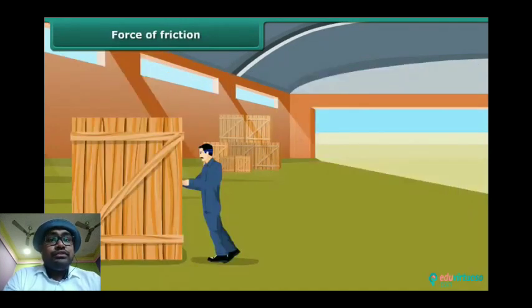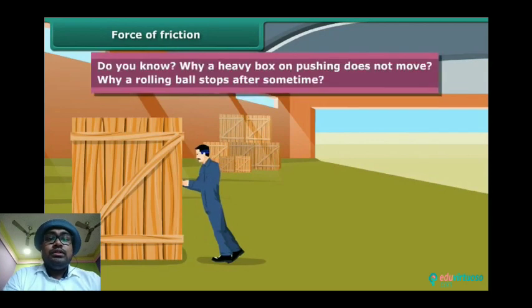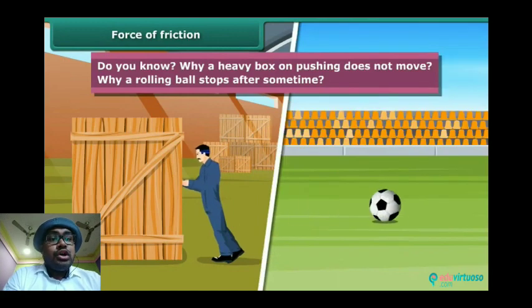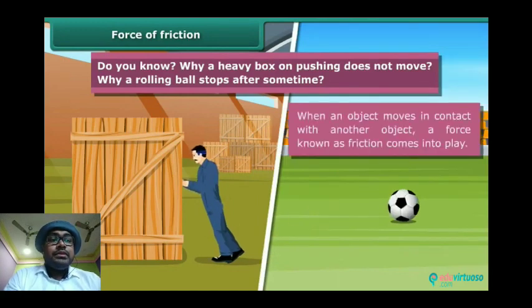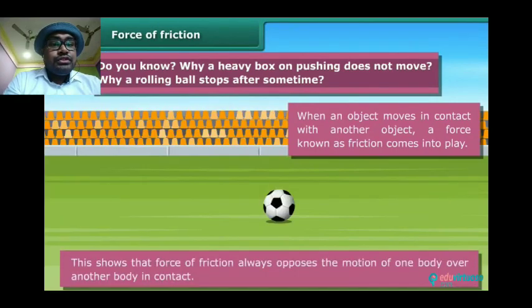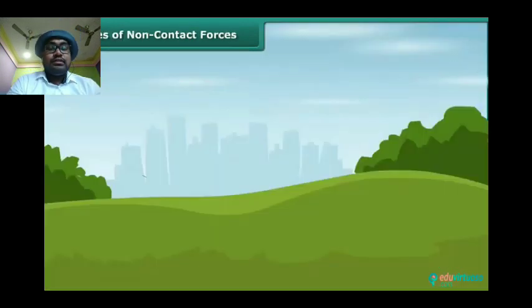Then comes the force of friction. Do you know why a heavy box on pushing does not move? Why does a rolling ball stop after some time? When an object moves in contact with another object, a force known as friction comes into play. This shows that the force of friction always opposes the motion of one body over another body in contact.